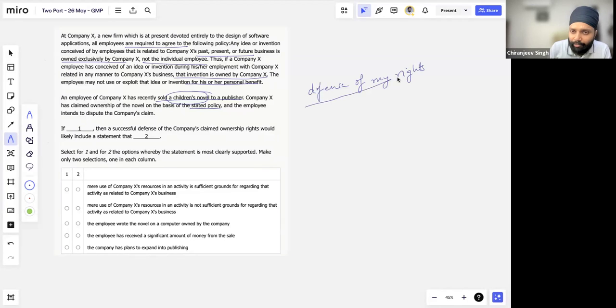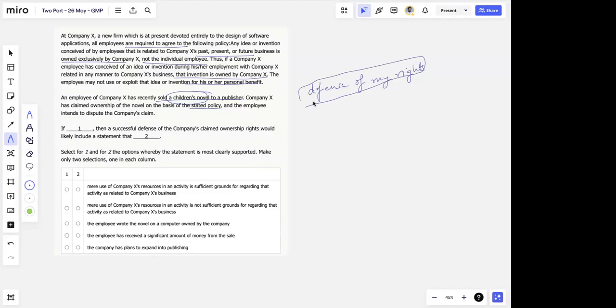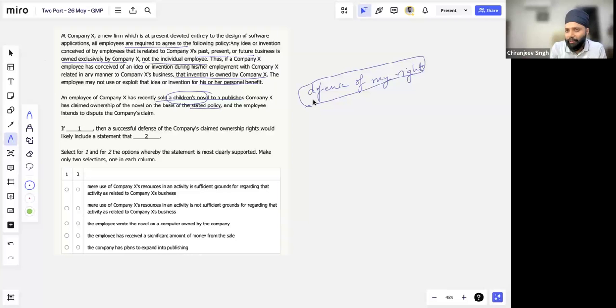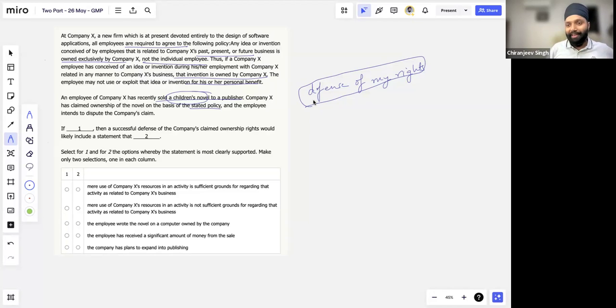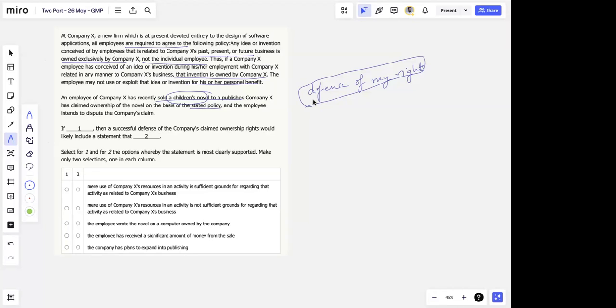If I said defense of my rights, what would that mean? That somebody is arguing against me and I'm talking about that person's defense. Defense of my rights would mean that someone's arguing against me, I am defending, I'm supporting my right. So defense of my rights means defense of my rights, not defense of that person who is against my rights. Right. But this is what you're thinking in this case.